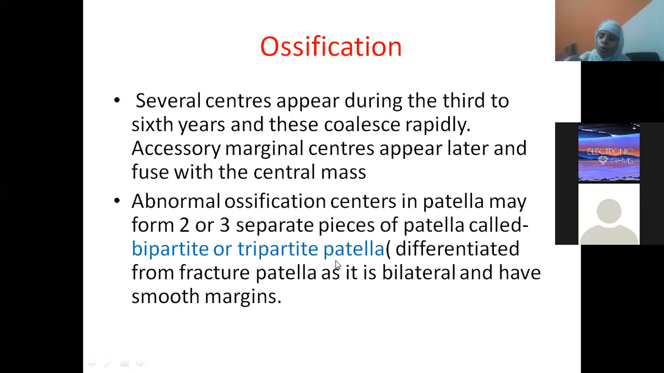That means 2 pieces of patella on the right side, 2 pieces of patella on the left side, or 3 pieces. That means ossification is not occurring for fusion as a single bone, but instead you are finding the right patella itself may be 2 or 3 pieces, and the left patella itself may be 2 or 3 pieces. How to rule out whether it is a fracture or bipartite or tripartite patella?